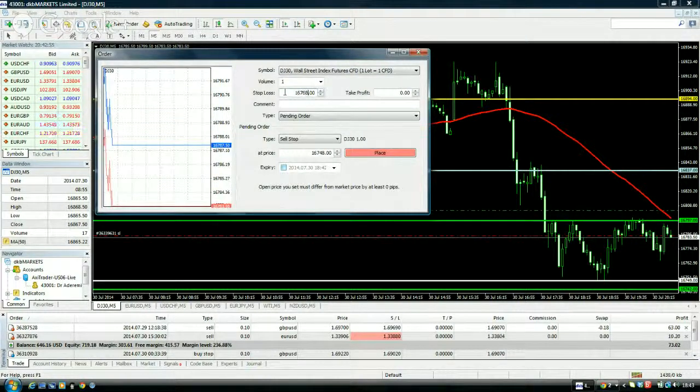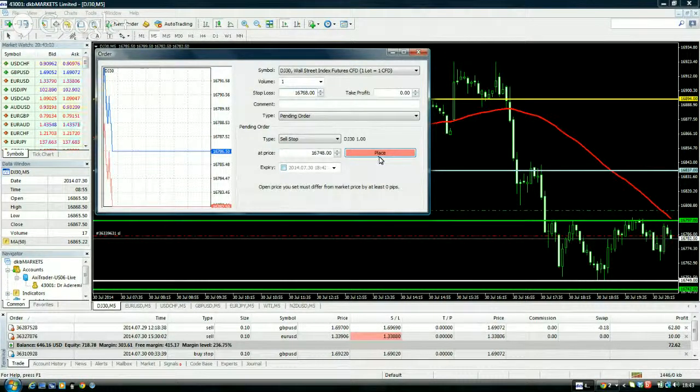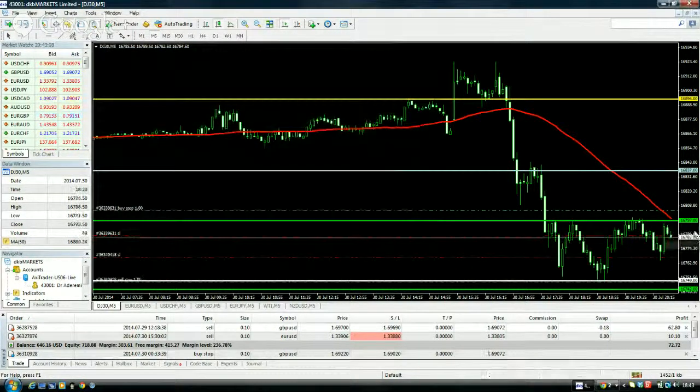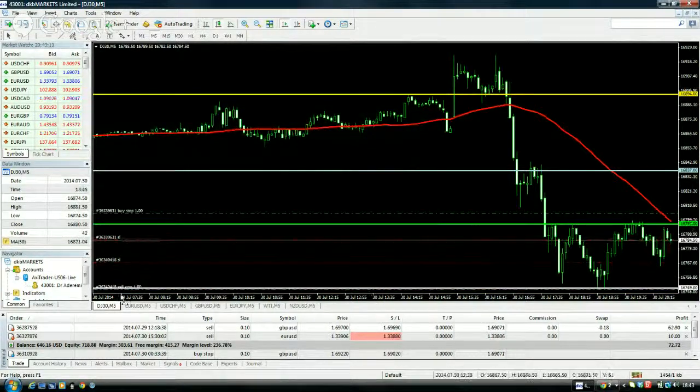So I tend to use a stop loss of 20 pips because I don't like to give the market my money. So I use a stop loss of 20 pips, and I've found over the years that's been more than sufficient for me. So that's the Dow Jones.